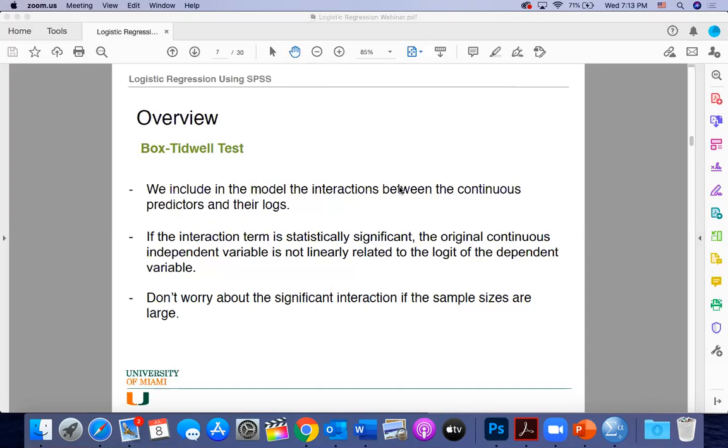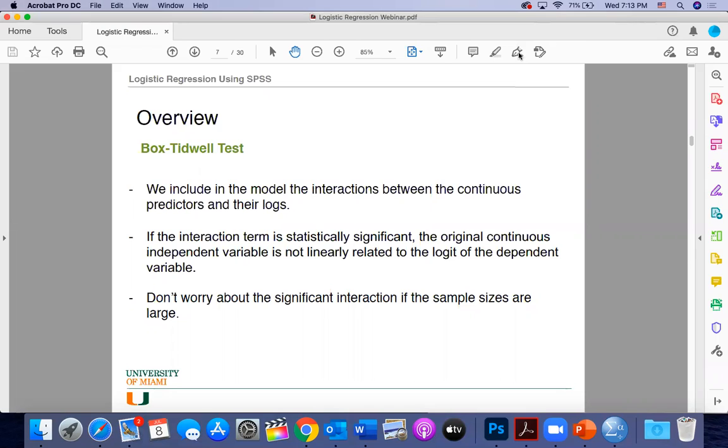How large a sample size? I would say larger than maybe 50 or 100 maybe. It depends on the field, I would say. But just keep in mind that sometimes if you have a large sample size, you may see a significant interaction effect.